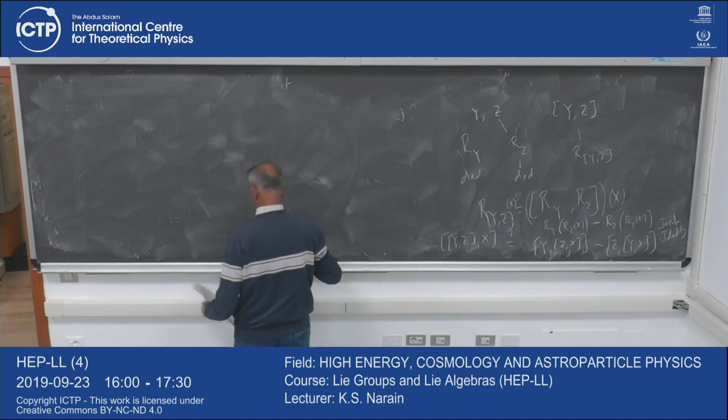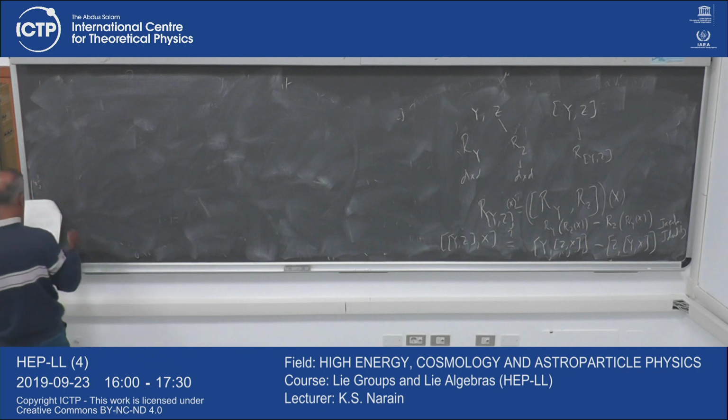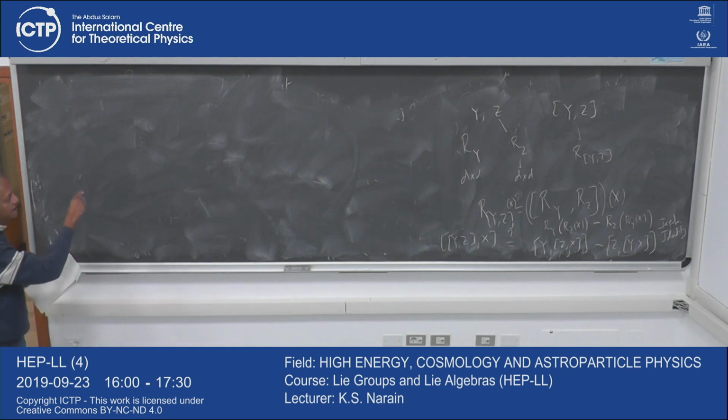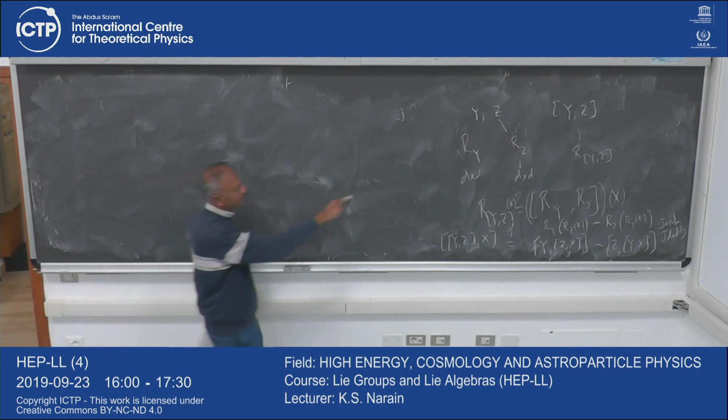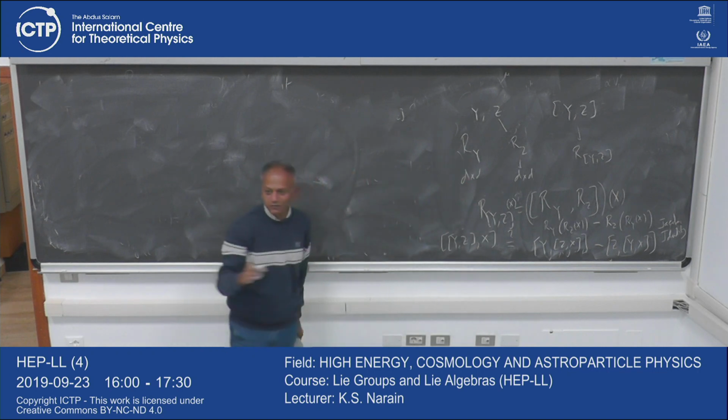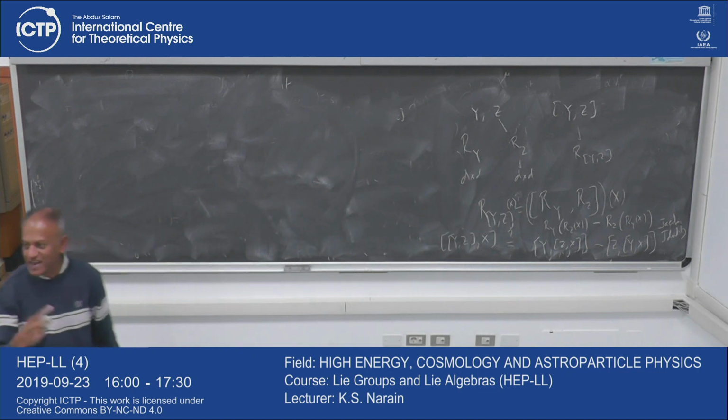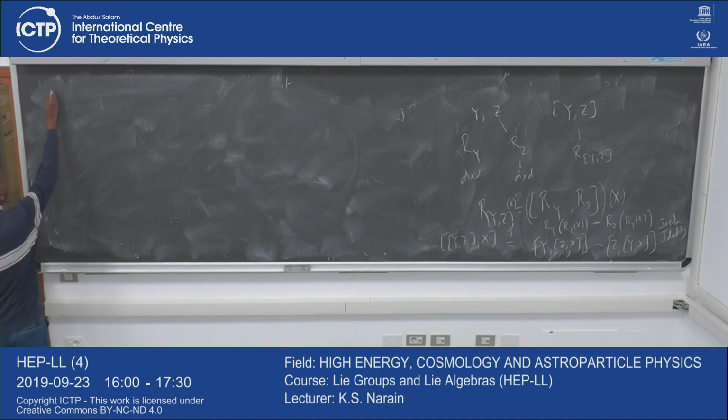Okay, so we have this map. This, instead of R for a general representation, is the adjoint representation, so we'll change the name and call it ad. ad is short for adjoint. This is a particular representation which is universal. Every Lie algebra has such a representation.